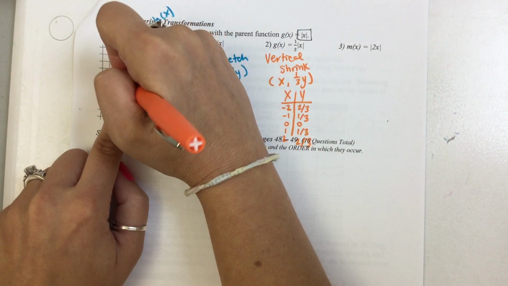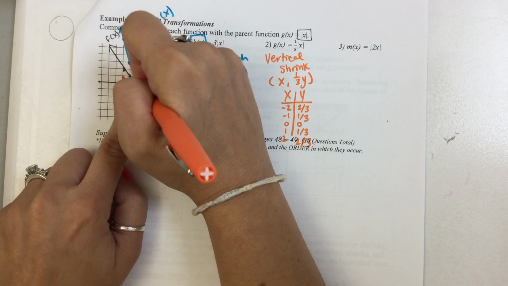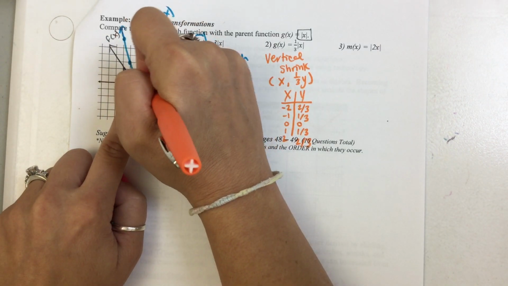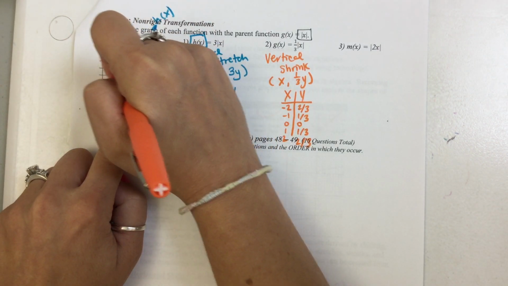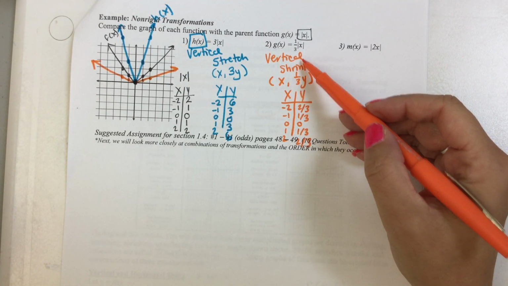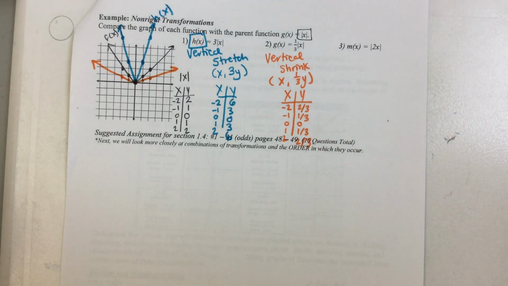So I go to the left up 2/3. Go to the left 1 up 1/3. Stay at 0 and 0. Right up only 1/3. 2 up only 2/3. So notice this. This is a really wide V. It had to widen out. That's how it shrank vertically. It had to get shorter. Well, in order to do that, it had to become more wide.